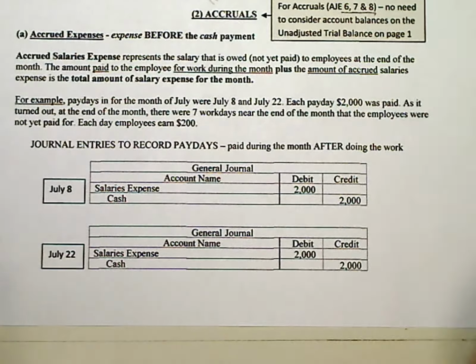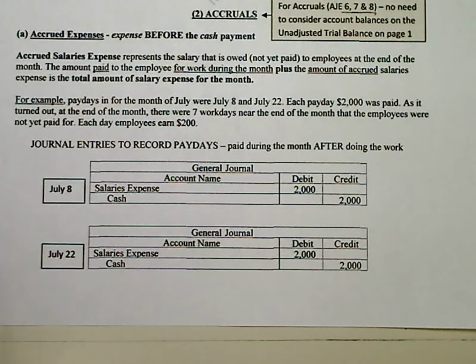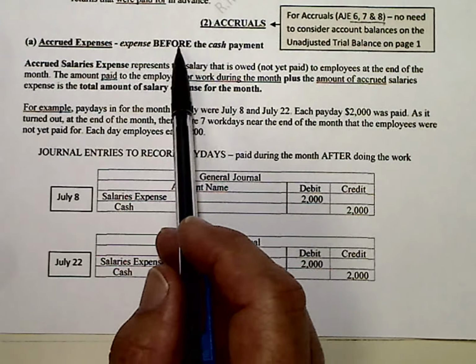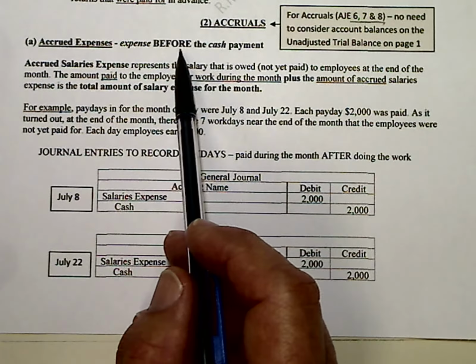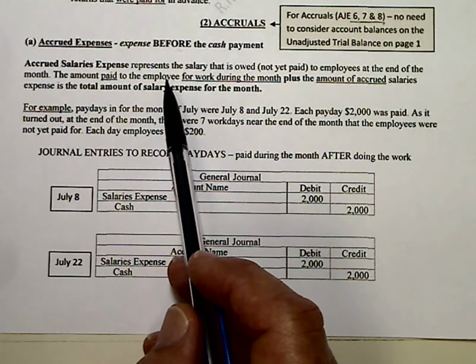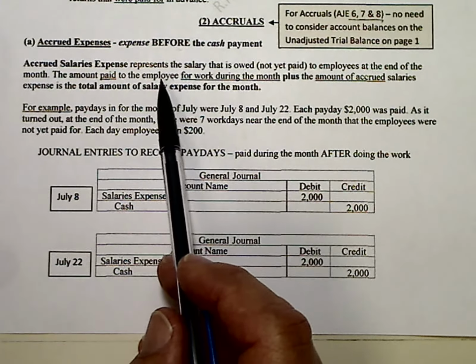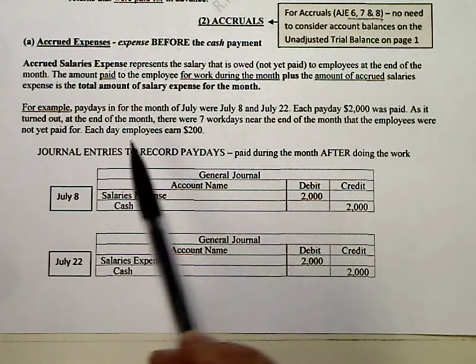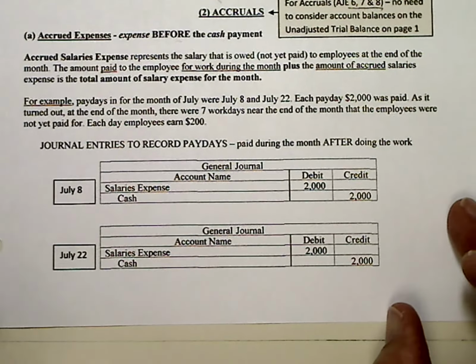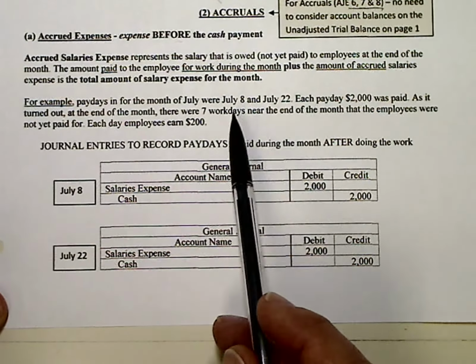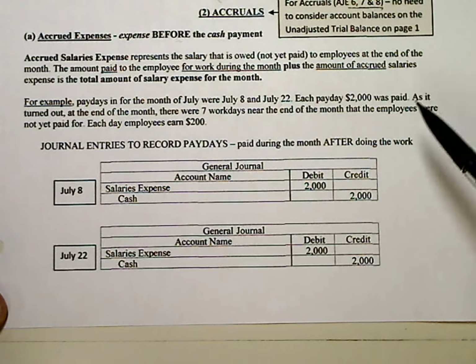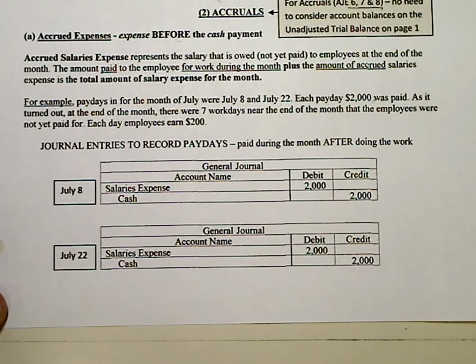There's 3 more that we're going to look at. Accrued expenses before the cash payment. Salaries, for example. Salaries are paid after employees earn them. In our example here, for the month of July, we've had 2 paydays. We had a payday on July the 8th and July the 22nd. And each payday, we paid the employees $2,000.